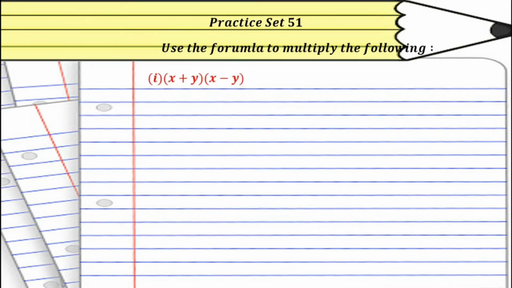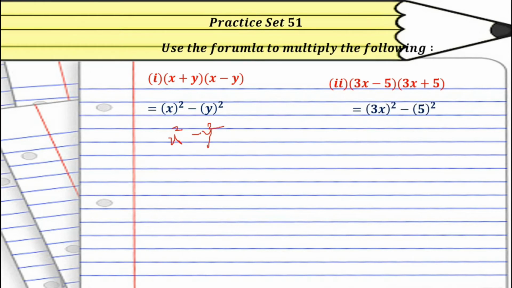Okay, so here is the question number 1, (x plus y)(x minus y). So (x plus y)(x minus y), so x square minus y square. Okay, so that will be x square minus y square. Okay, like this. And here's the second question.